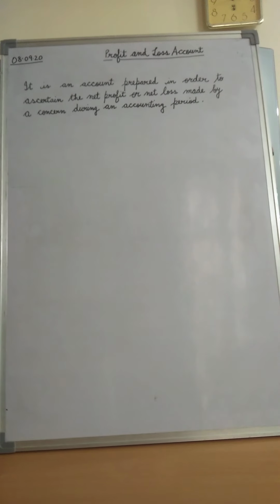So, when we talk about this P&L account, we can also say that it is a financial statement that matches the gross profit and indirect revenue with indirect expenses during an accounting period to show the net profit or net loss earned by a business firm.